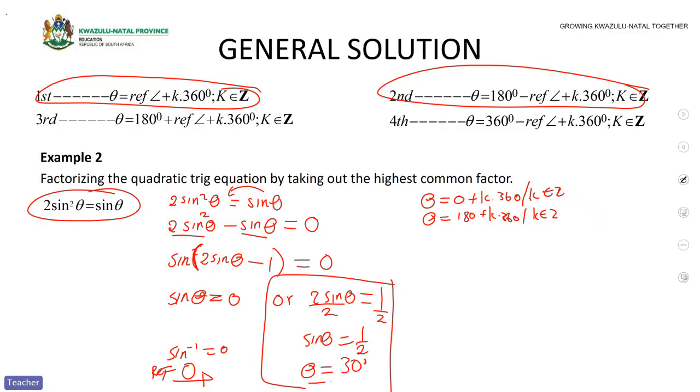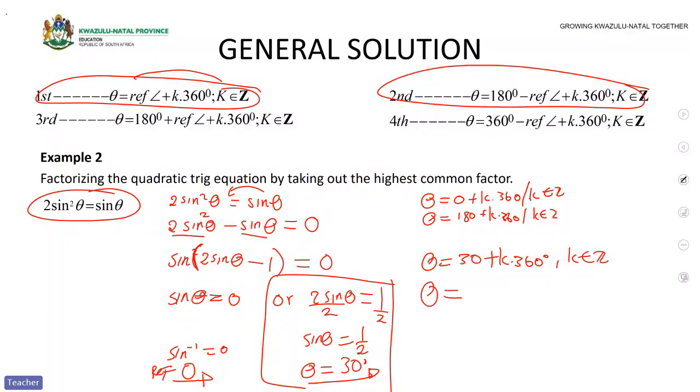And then for this reference angle, again, we are going to find our solutions, because sine is positive on the first as well as on the second quadrant. So our general solution will be theta equals 30 for the first quadrant. We are using this one: 30 plus k times 360 degrees, where k is an element of all integers. I hope you are still following.